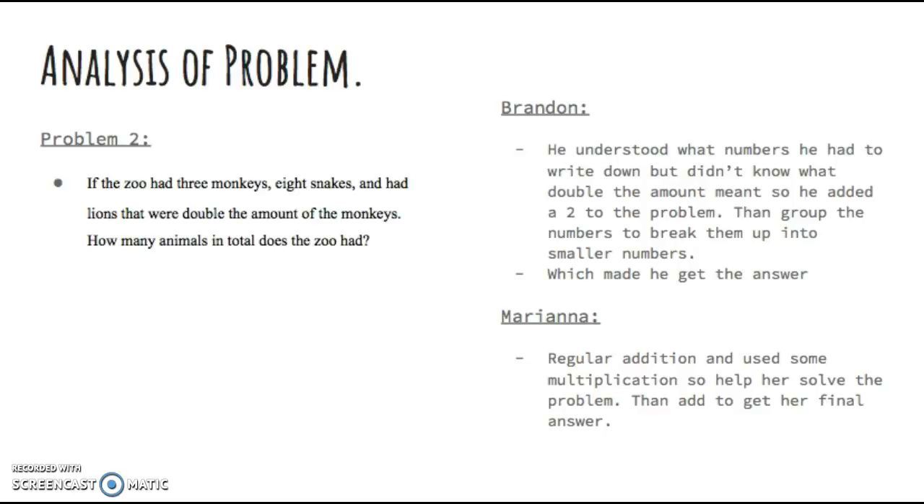On the other hand, my sister knew what double the amount was, so she did 3 times 2, which is equal to 6, then she added the 6, 3, and 8 together to equal 17.